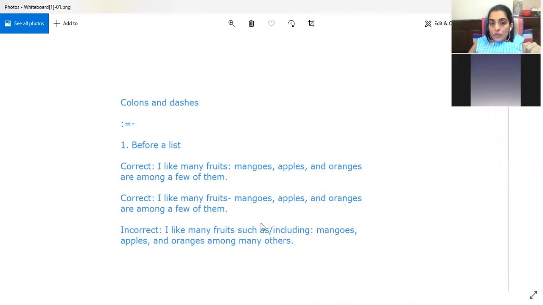But whenever you use words like such as or including, you shouldn't have a colon or a dash. You can just write I like many fruits, such as mangoes, apples, and oranges. With a colon, this is incorrect.